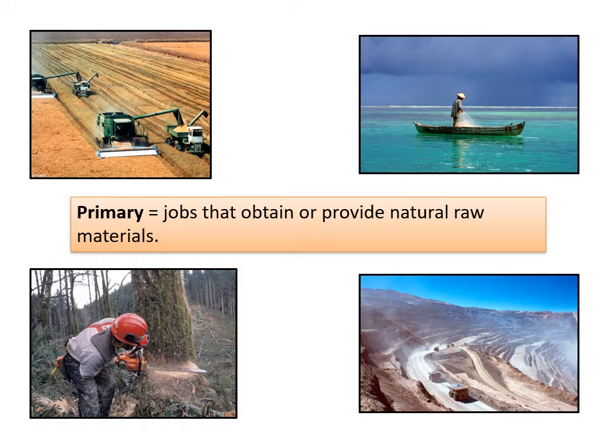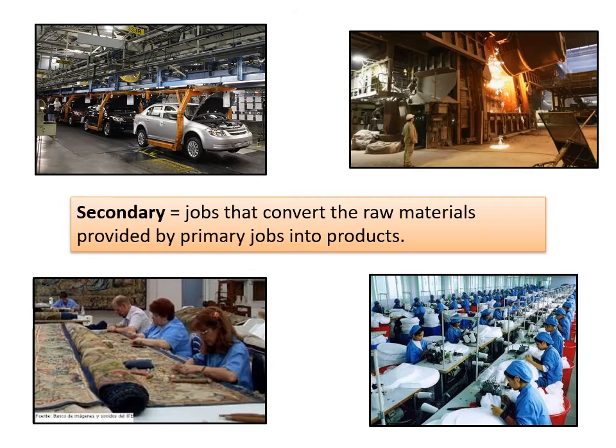So you may have written farming, fishing, mining, logging, or if you want to use a slightly old-fashioned term, lumberjacks, whatever you'd like to use. Any of these are obtaining or providing raw materials: food, fish, trees and timber and the wood from them, the stone or the minerals being mined. Anything that extracts raw materials from the ground is a primary job.